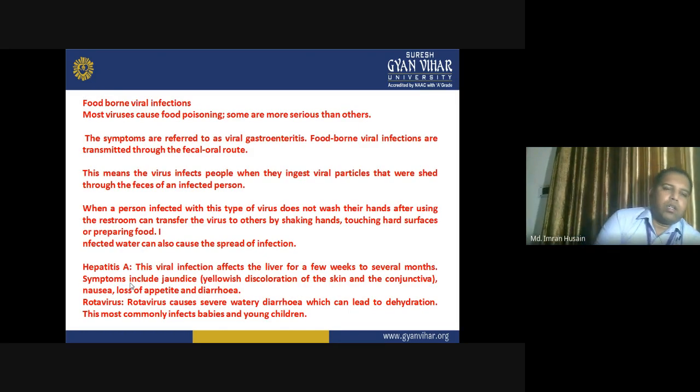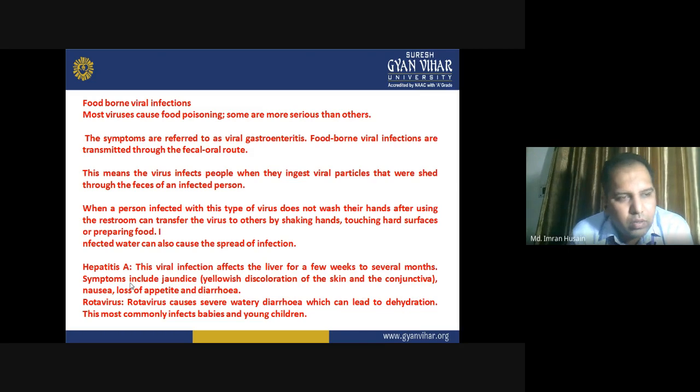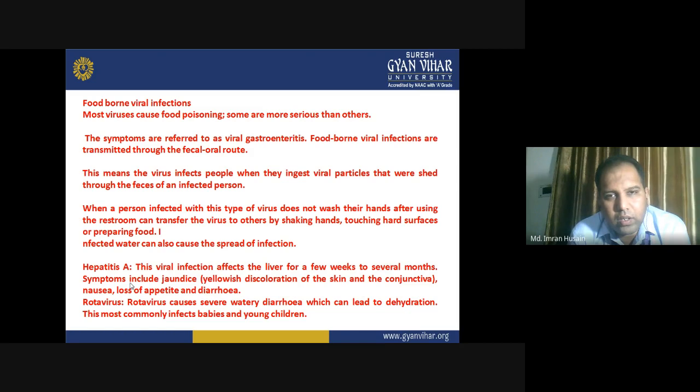There are foodborne viral infections. Most viruses cause food poisoning. Some are more serious than others. The symptoms are referred to as viral gastroenteritis. Foodborne viral infections are transmitted to people over food. This means the virus infects people when they ingest viral particles that are shed through the feces of an infected person.